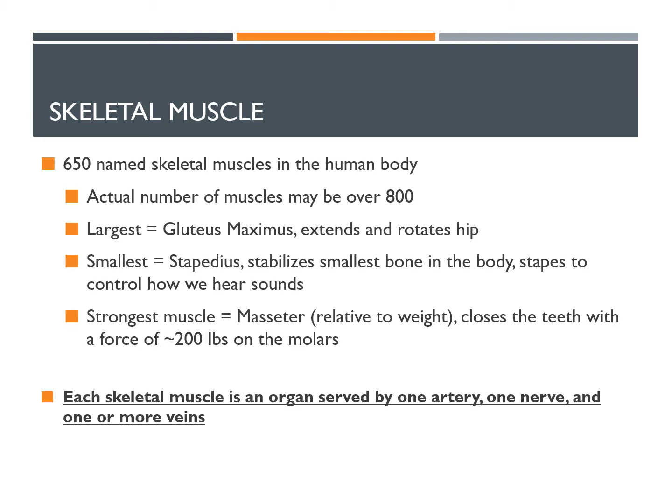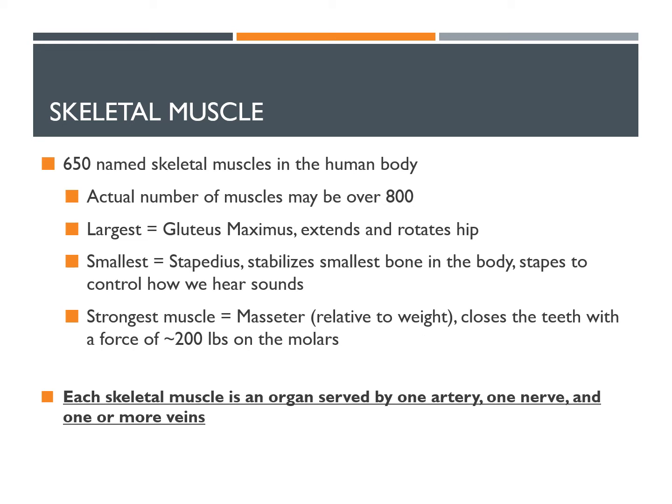The smallest muscle in the body is the stapedius. It helps to stabilize an auditory bone called the stapes. The stapes is one of the ossicles in our middle ear, and its vibrations help to convey sound. Thus, the stapedius muscle controls how we hear.